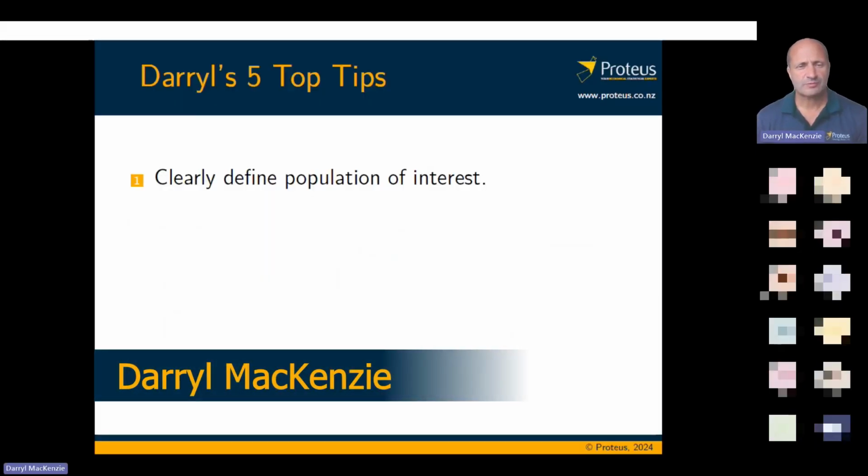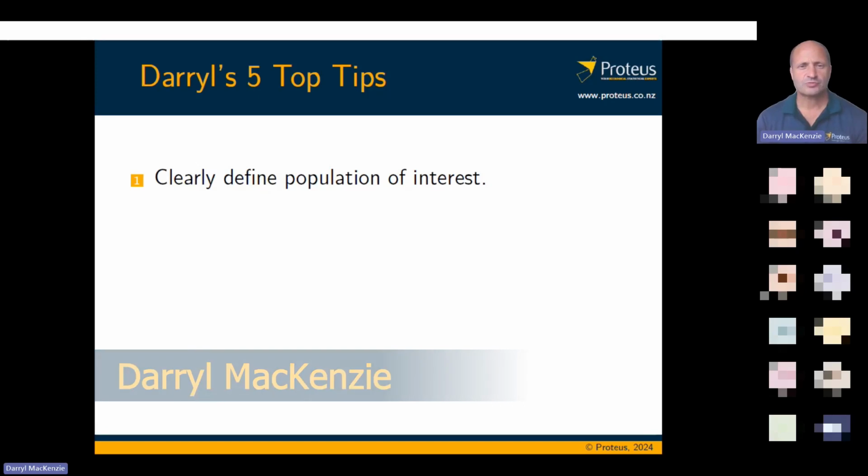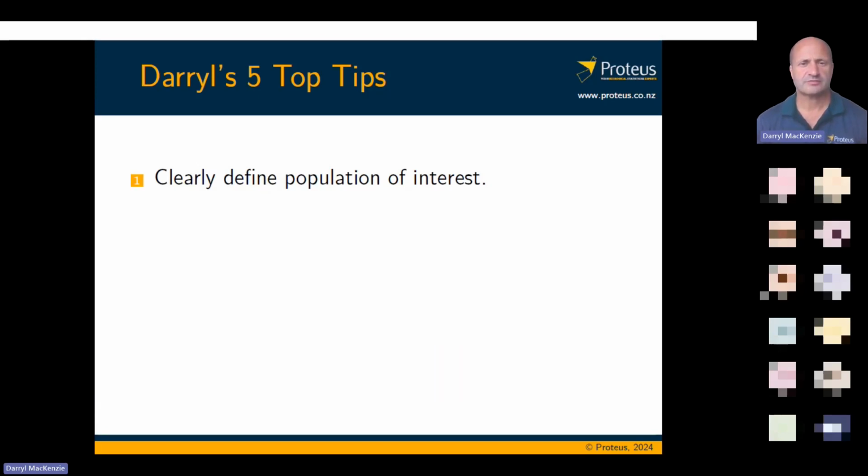Okay, so in summary, my 5 top tips. So first one, clearly define that population of interest. Make sure you've got a really good understanding about what it is. And like I said earlier, keep in mind that from a species occurrence perspective, your population of interest is not the species that you're interested in, but it's actually the landscape and the presence or absence of the landscape.